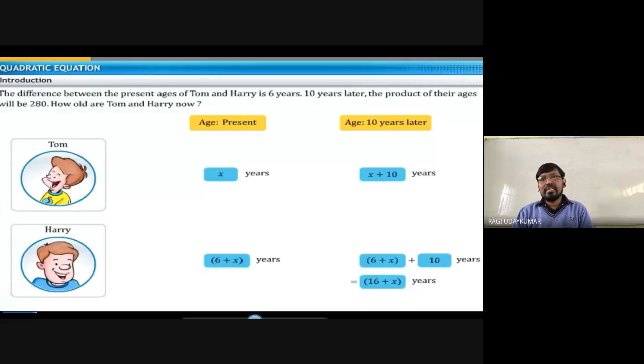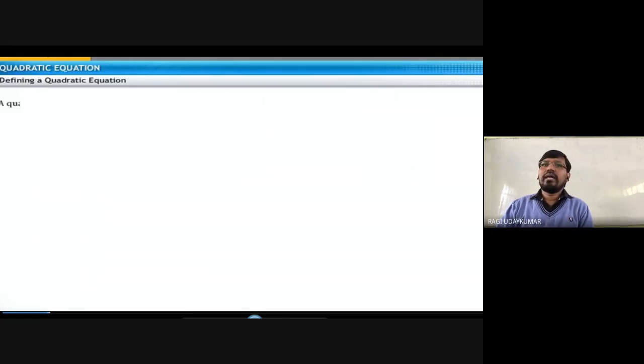Okay. And here it is given that the product of the ages after 10 years is 280. Their ages after 10 years are x plus 10 and x plus 16. If you multiply these two, you are going to get 280. So you need to take it as x plus 10 into x plus 16 is equal to 280. It is given that the product of their ages is equal to 280.